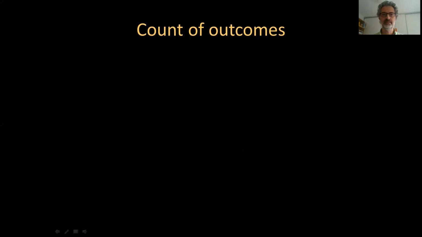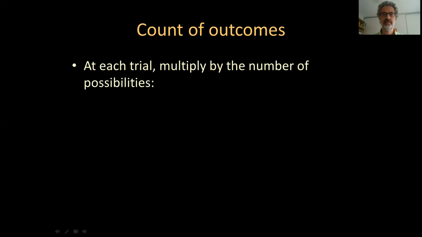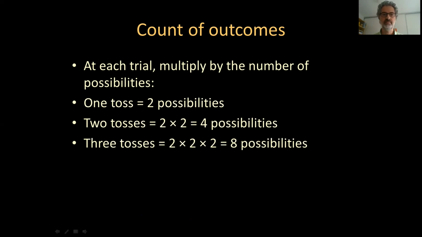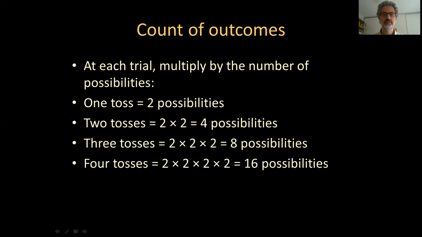Let's generalize this a little bit. So at each trial, each time we toss a coin, we multiply by how many possibilities there are. In this case, there are 2. So 1 toss, there's 2 possibilities. We get heads or tails. 2 tosses, 2 times 2 is 4 possibilities. 3 tosses is 8 possibilities. 4 tosses is 16 possibilities.